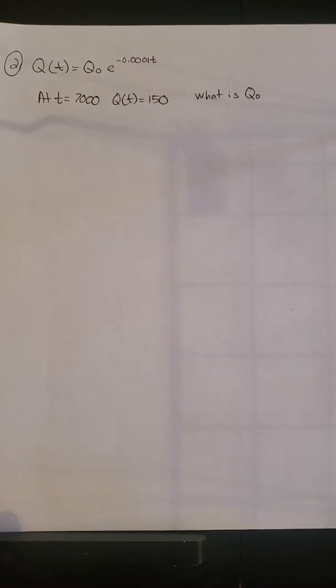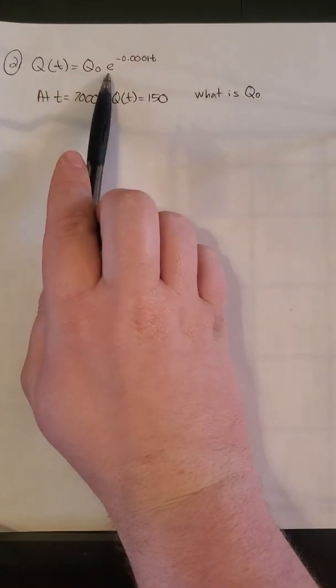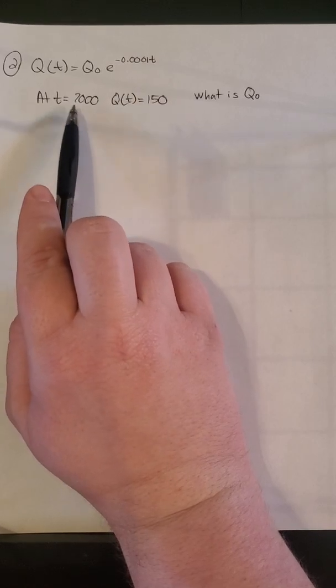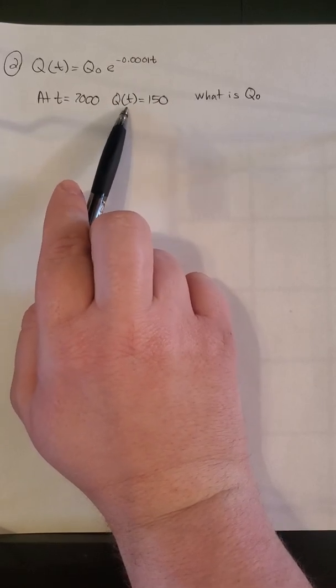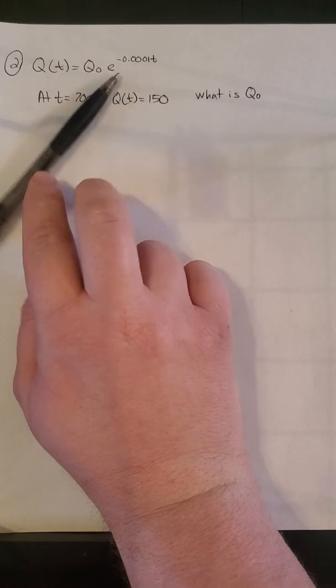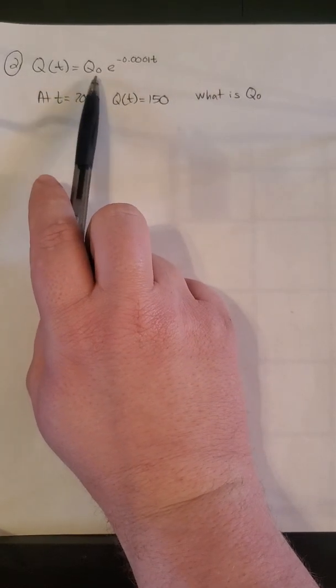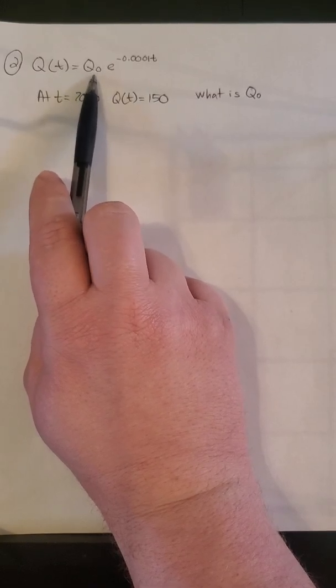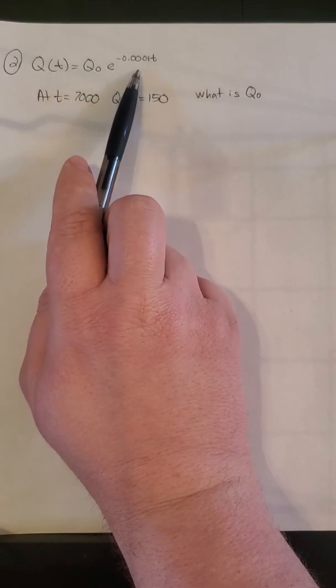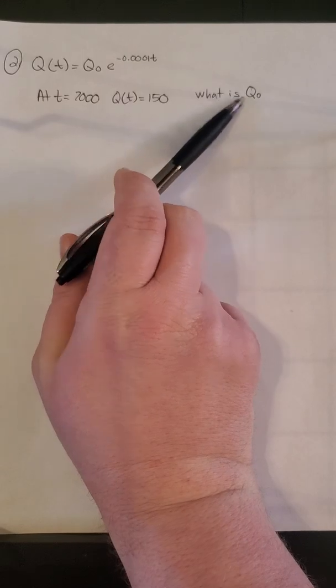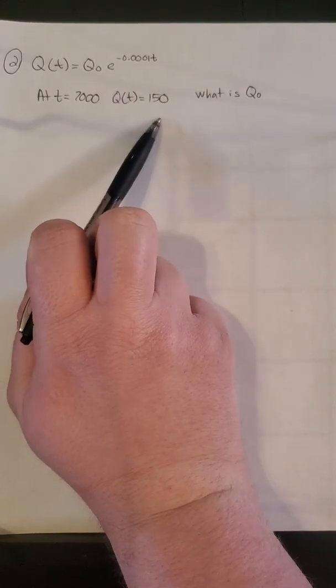Question number 2 is giving you an equation, and it's telling you that at t equals 7,000, Q of t is 150. This formula models an amount of a substance where Q sub 0 is the initial amount. And it's asking you to find what the initial amount is given this information.